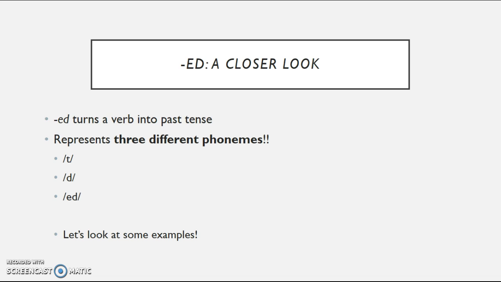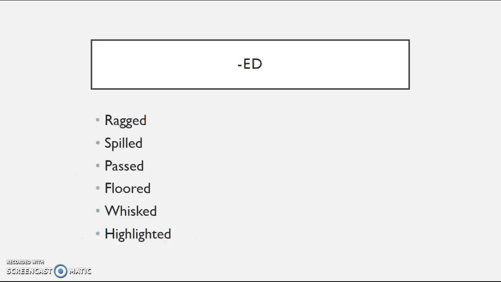So let's look at some examples of words and think about which of these sounds is being represented by that grapheme ED in each of these. So the words that I've selected to play with first are ragged, spilled, passed, floored, whisked, and highlighted. So pause the video for a moment and try to figure out which phoneme ED is representing in each of these words.